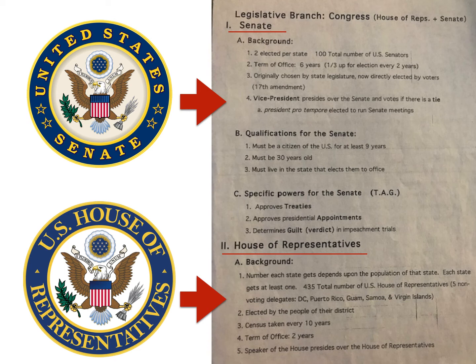Now, to determine population, that's a big deal. We have to figure out how many people live in the United States. So the Constitution requires that we take a census every 10 years. The last census was in 2020. We'll do it again in 2030. That determines the population of your state, which would determine how many reps you get. Term of office is 2 years. The Constitution also talks about the Speaker of the House being the person who leads the House of Representatives.